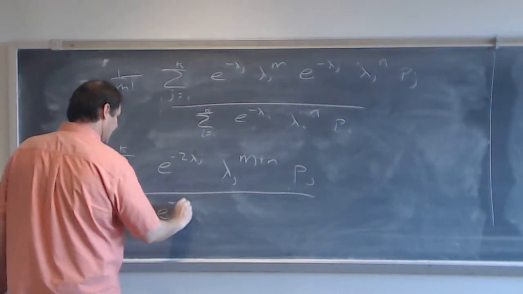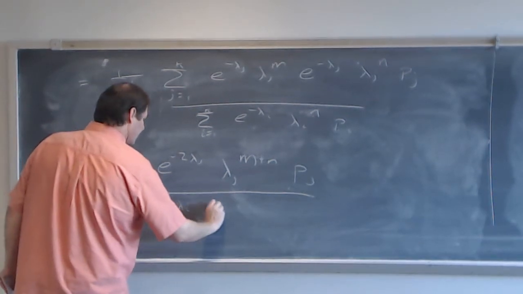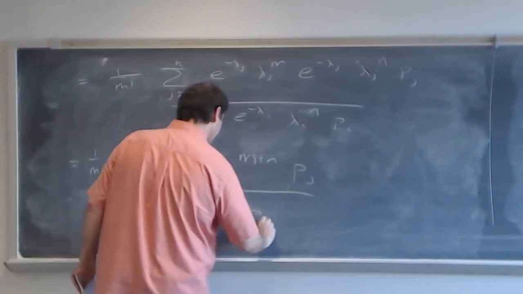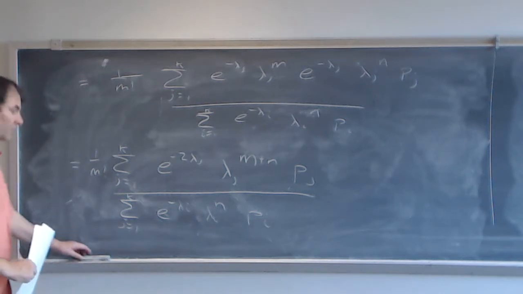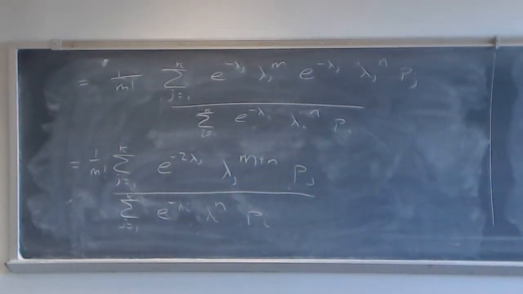E to the minus lambda sub I raised to the n over p sub I. That's the sum. And that indeed is our answer. And so that's the best that we can do with this part of the problem. Okay, I'd like to look at another example, and then that will be it for today.